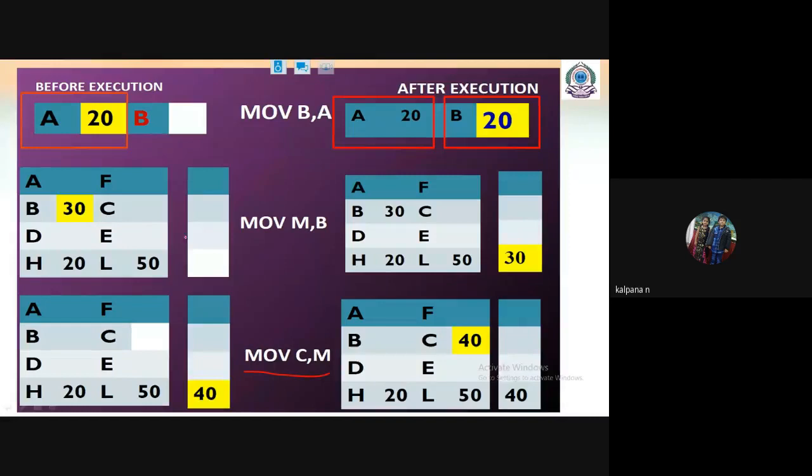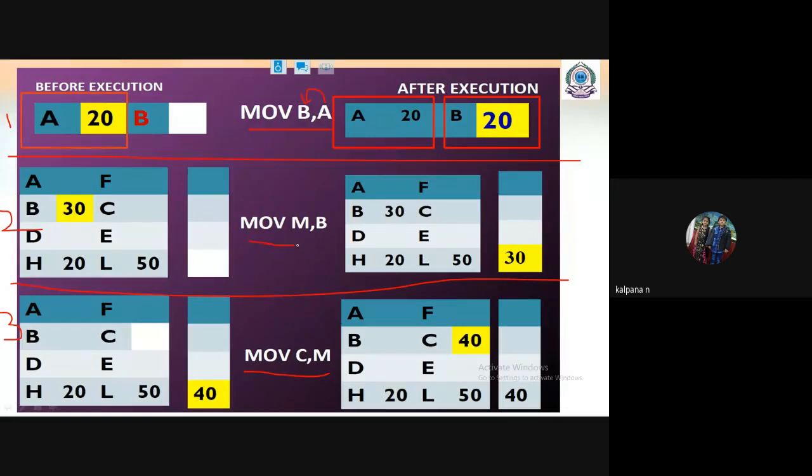These are the values before execution and these are after execution. Here I have taken three examples. The first example is MOV B comma A, which means we are copying the data from register A, the accumulator, to B.